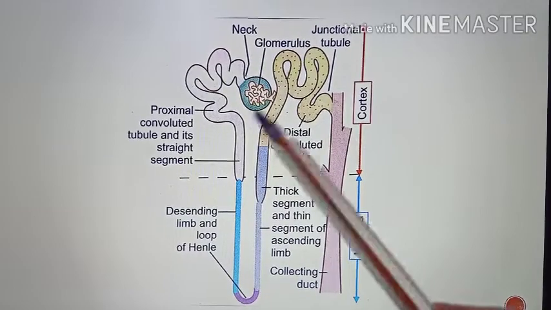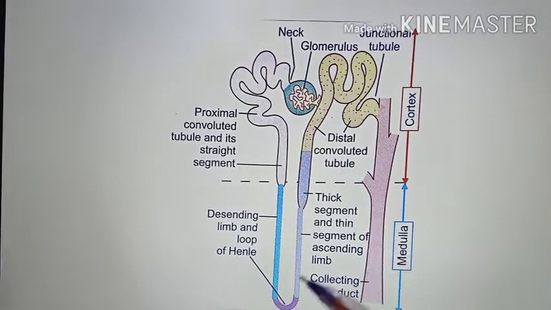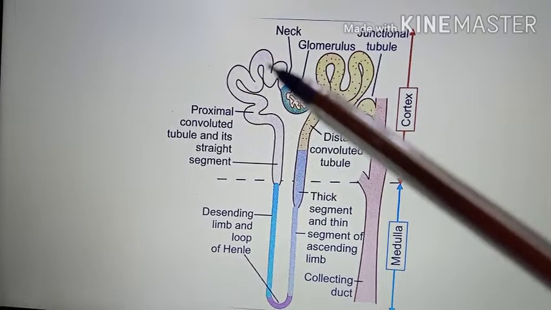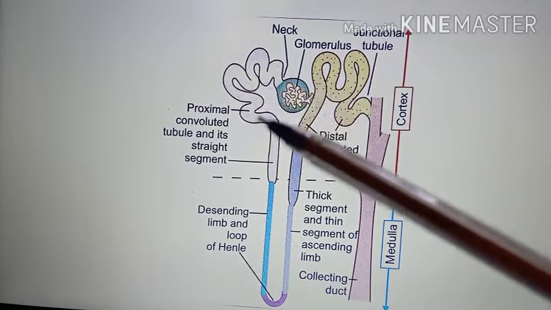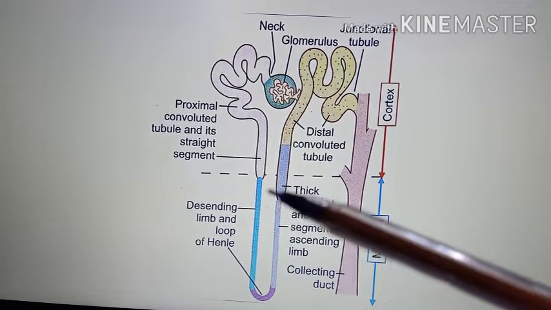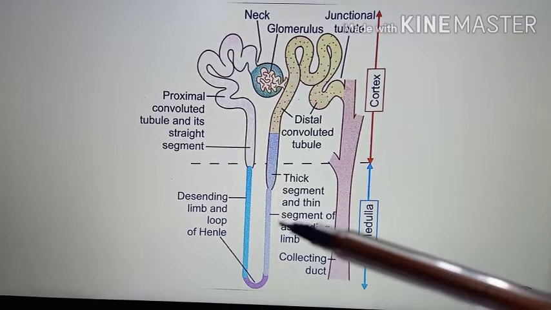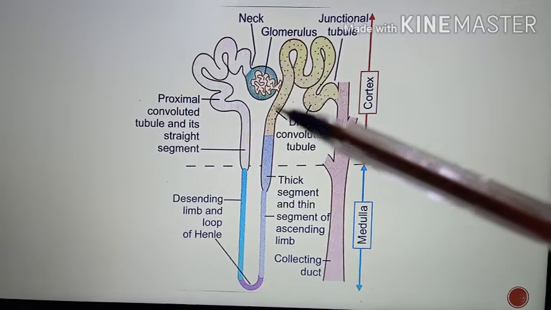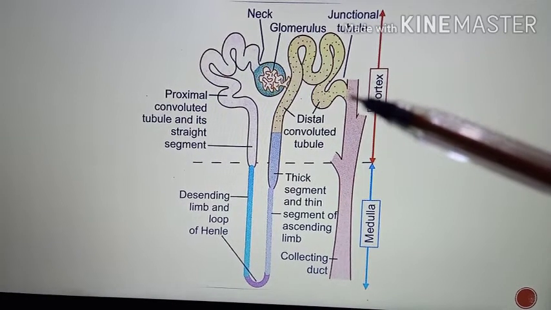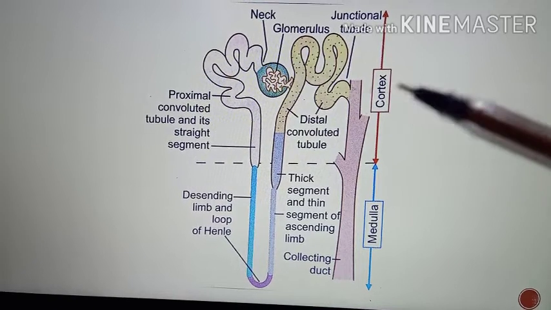Now coming to the nephron, we studied the renal corpuscle. Now coming on to the tubule. The tubule of the nephron consists of the proximal convoluted tubule, then the loop of Henle, which consists of the descending limb, the loop, and the ascending limb. Then you have the distal convoluted tubule, which ends by joining the collecting tubule. This portion will be the collecting tubule.